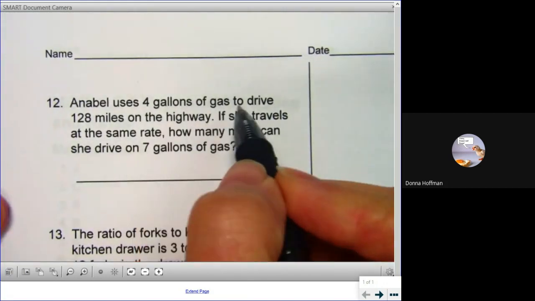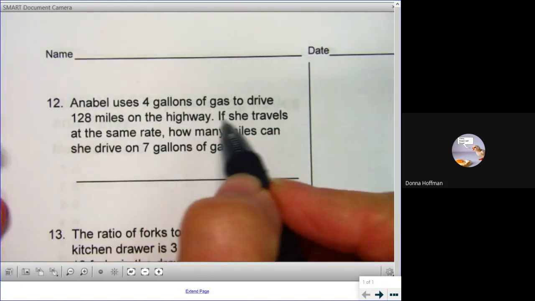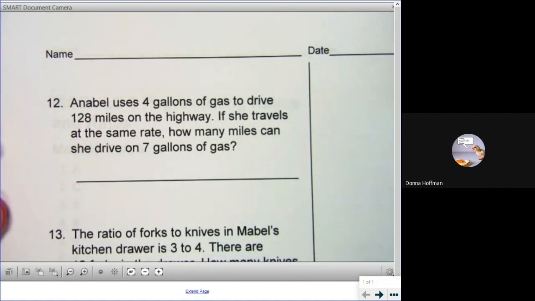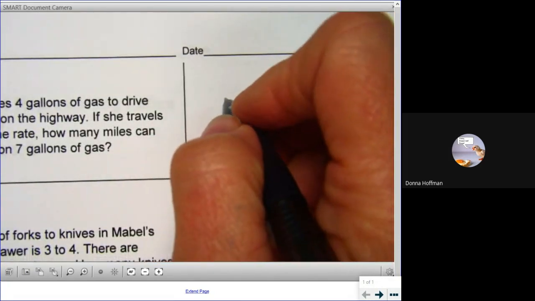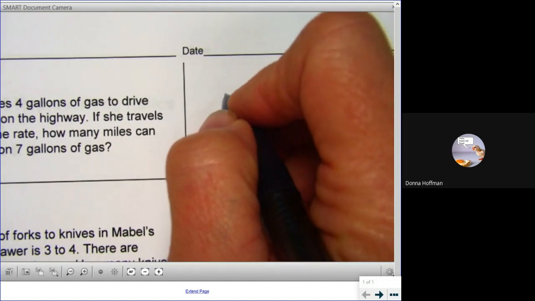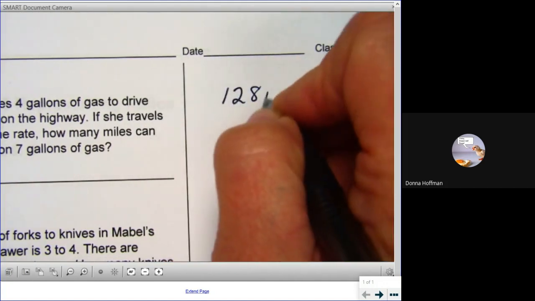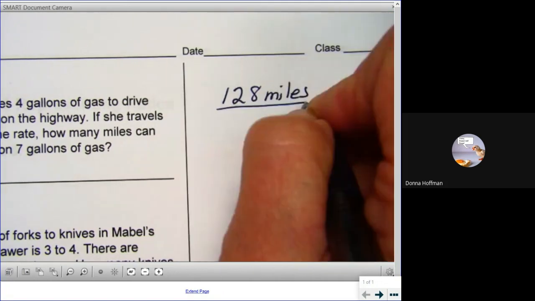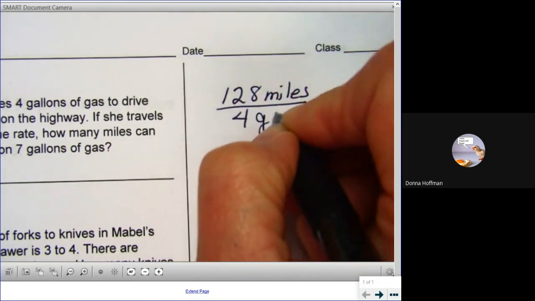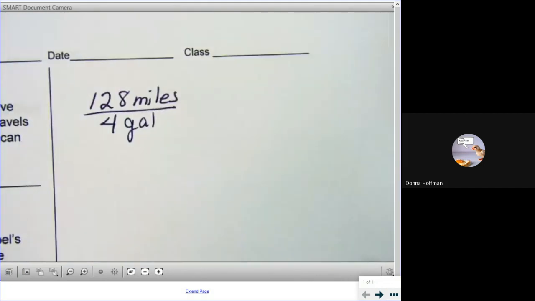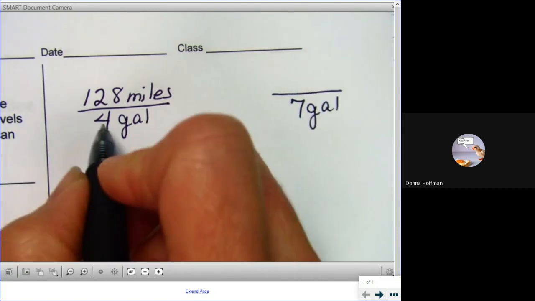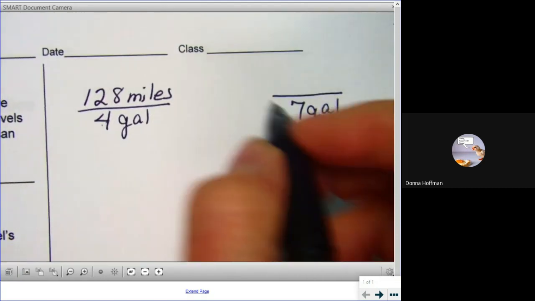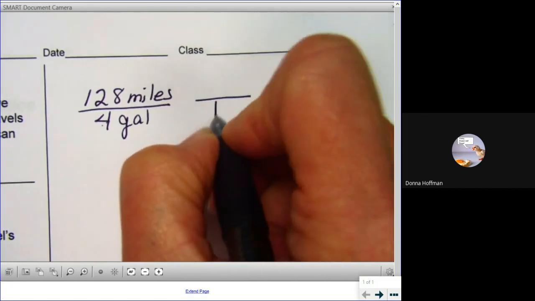Annabelle uses 4 gallons of gas to drive 128 miles on the highway. If she travels at the same rate, how many miles can she drive on 7 gallons of gas? Set this up as a proportion. And you're going to 7 gallons? As you know, you could skip count by 4 all day long. You'll never hit 7. So I've got to take it down to find out what my unit rate is first.